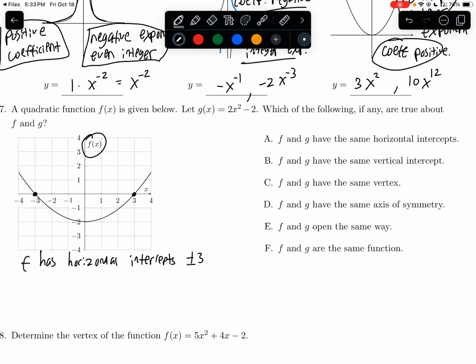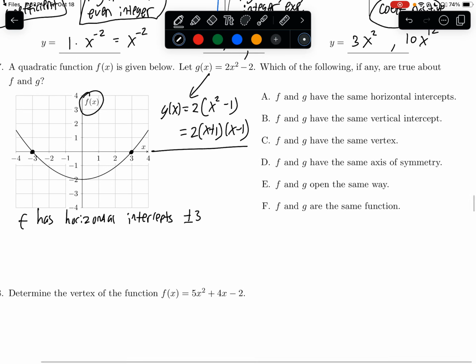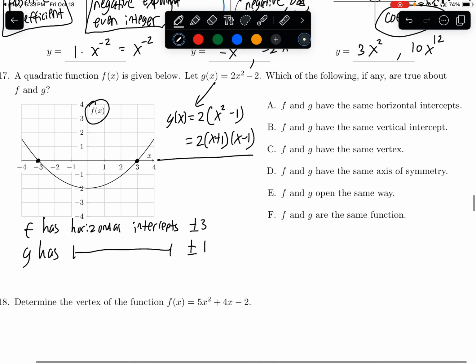plus or minus 3. And we could write g of x, we can factor it, we can take out a 2, and we would have x squared minus 1. And then we can factor x squared minus 1 to x plus 1 and x minus 1. And so the horizontal intercepts for g are negative 1 and 1. So g has horizontal intercepts plus or minus 1. So they're not the same.